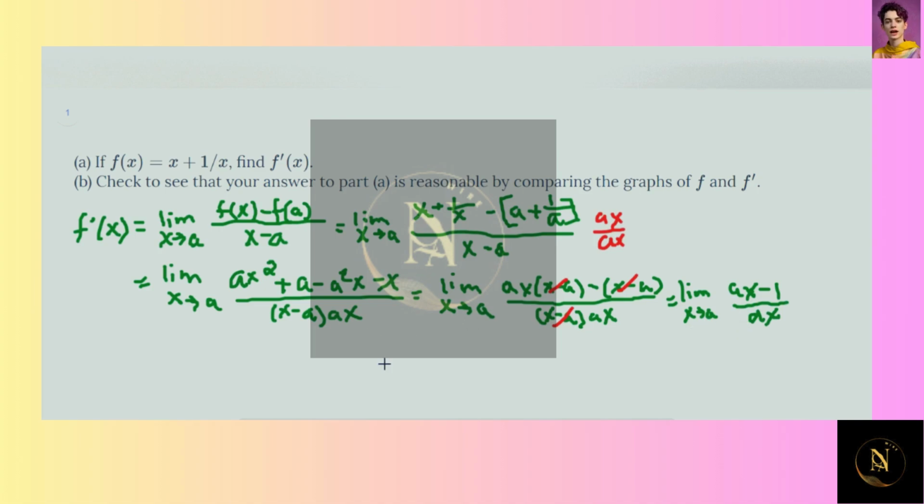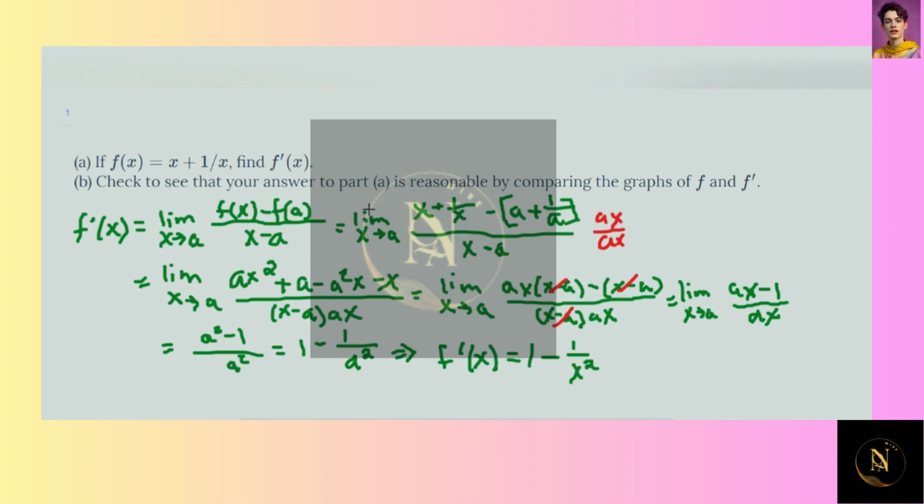As x approaches a, this becomes a squared minus 1 divided by a squared, or 1 minus 1 over a squared. And if we generalize this for any a value in the domain of the function, given as the domain being any number x, then our derivative is 1 minus 1 over x squared. So a squared, x squared, it refers to the same derivative function. So we've concluded the derivative of this function is 1 minus 1 over x squared.